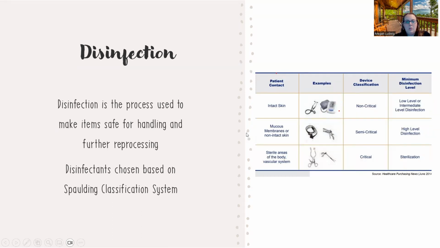So the second one here, mucous membranes or non-intact skin. So let's say you're looking into the nose. Maybe we're going to do a sinus scope or something. Or this right here is an EGD. Like you're going to put a scope through the mouth into the stomach. That's a mucous membrane. Okay, so we would classify that as semi-critical, which means it has to have at least a high level disinfectant.